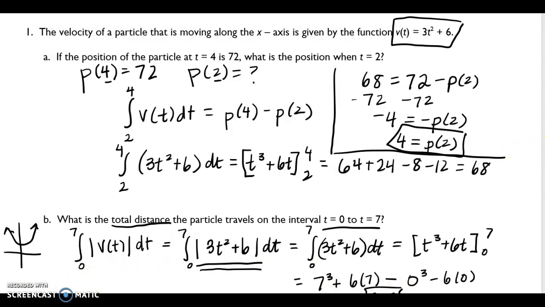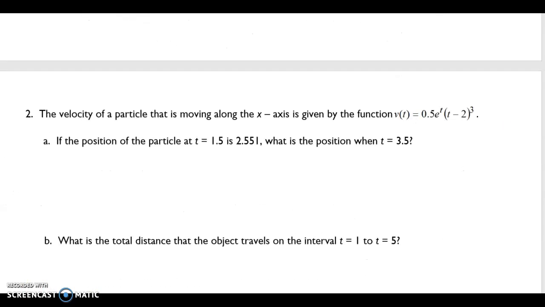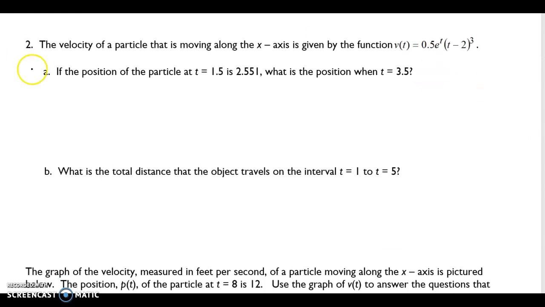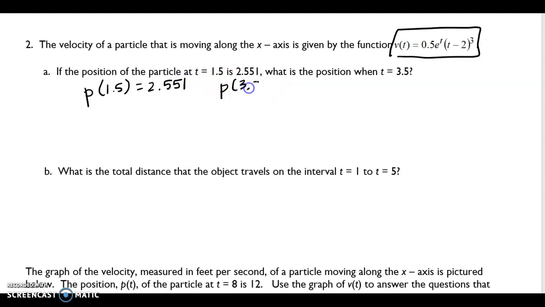Okay, let's try a more complex example now, just with a velocity equation that's a little bit harder to deal with. We will be using our graphing calculators for this one. All right, so same idea. We have velocity. It's given by this equation here, 0.5 e to the t times (t minus 2) to the third. So we know the position of the particle at 1.5 is 2.551. It's asking for the particle position at 3.5.